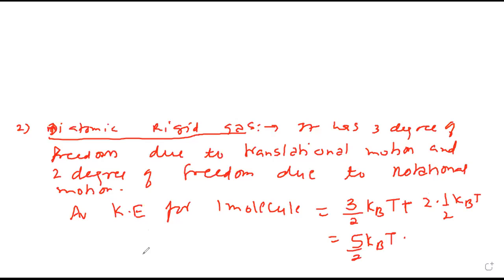Just copy this much. Average kinetic energy of one molecule: 3 degrees of freedom, so 3 × ½, 2 degrees of freedom, 2 × ½. Total 5/2 kBT. kB means Boltzmann constant, which is the universal constant upon Avogadro number.